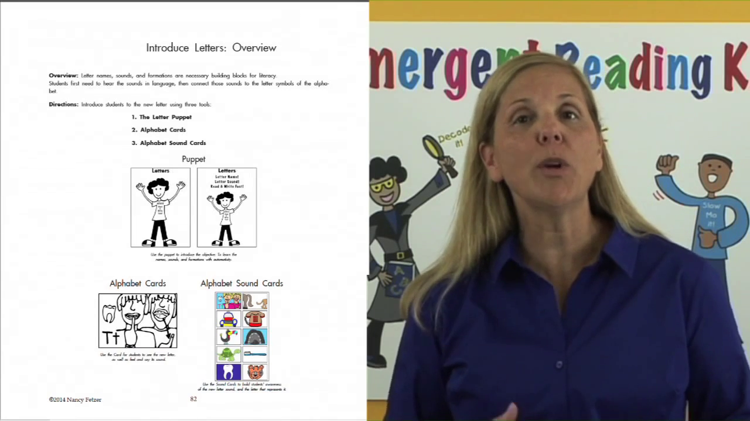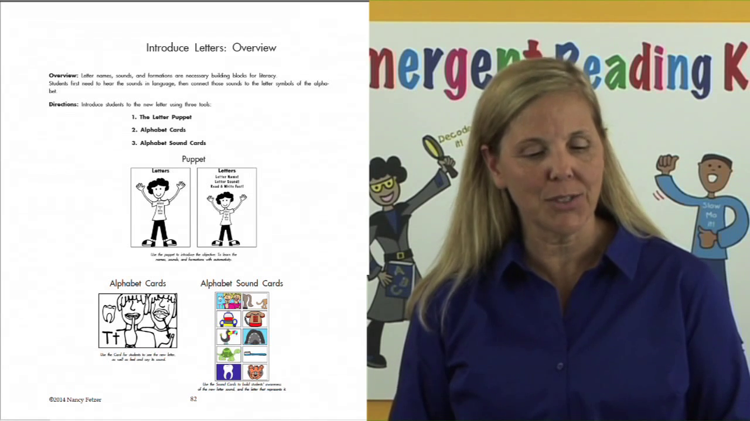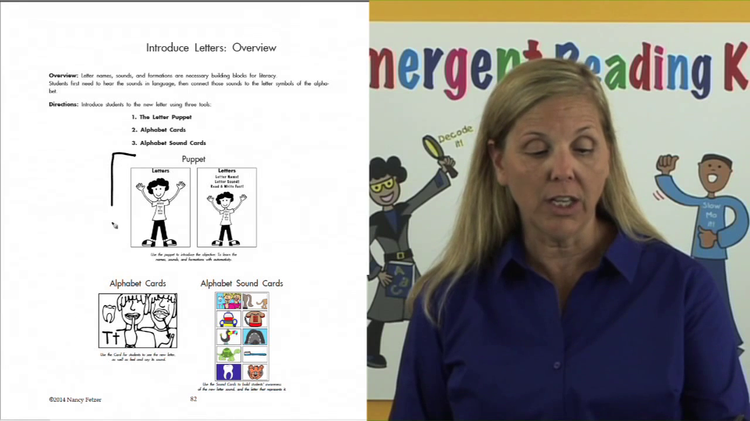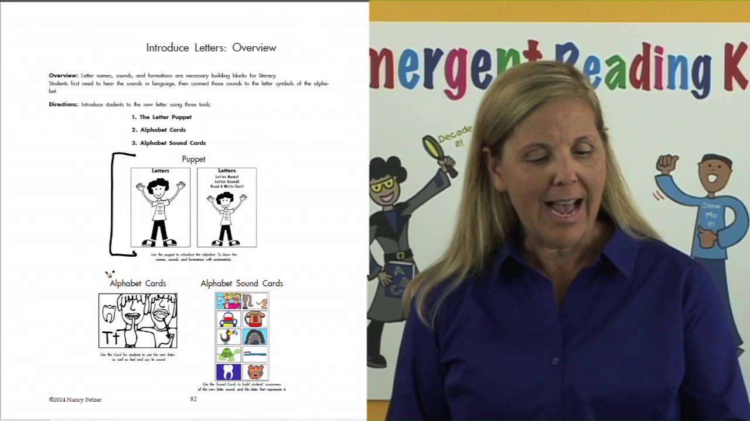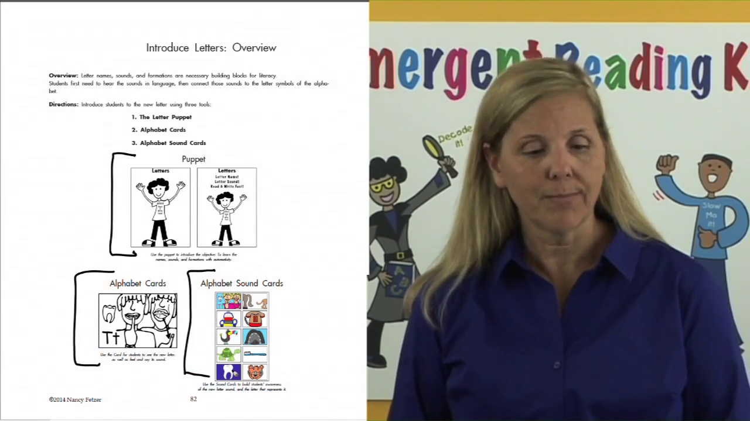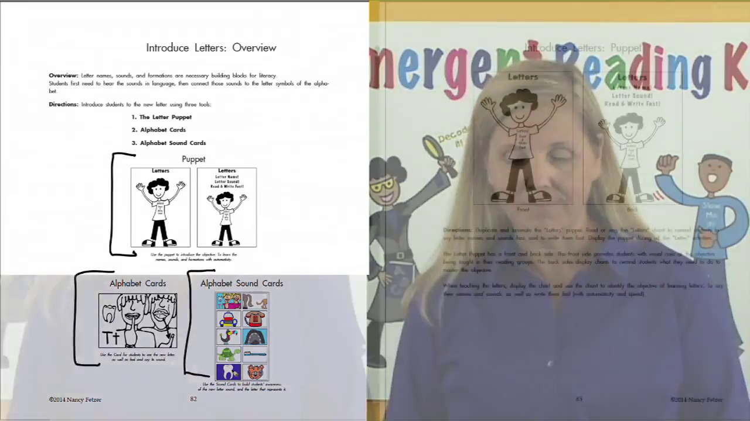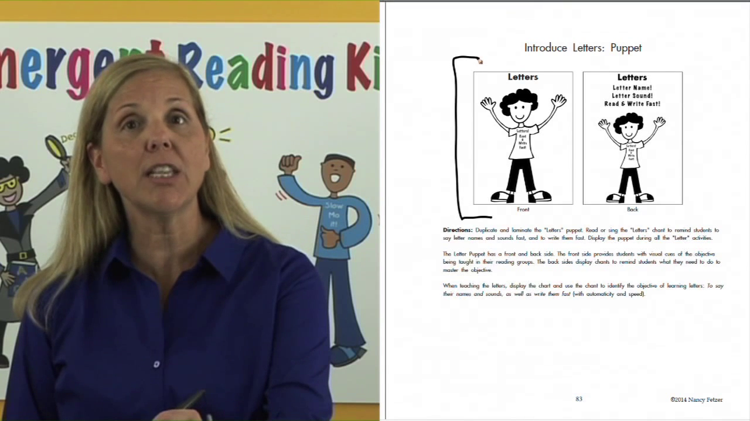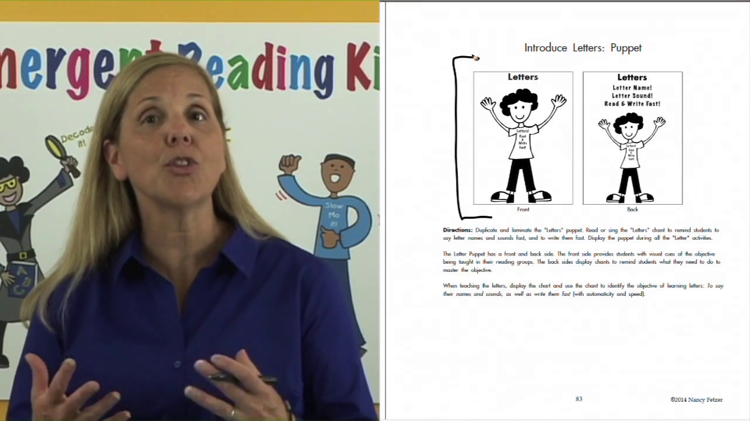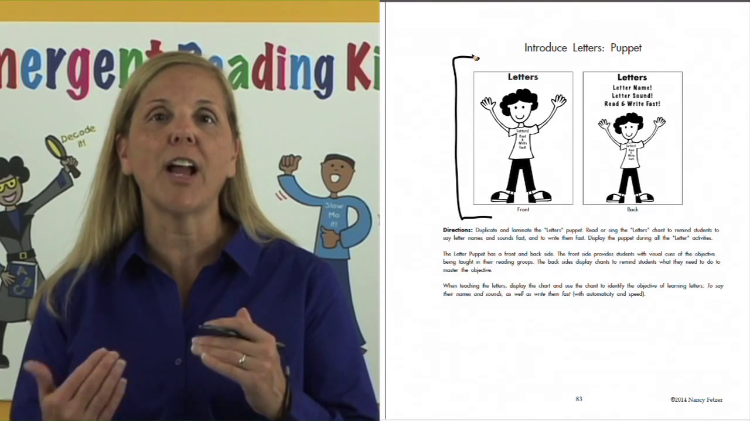On page 82, we start with introducing letters. When we introduce the letters, the tools that you will need are the letter puppet, alphabet card, and the alphabet sound cards. Let's look at each one of these tools. On page 83, you'll see the letter puppet. The letter puppet is a black line master that you will reproduce with a front and back.